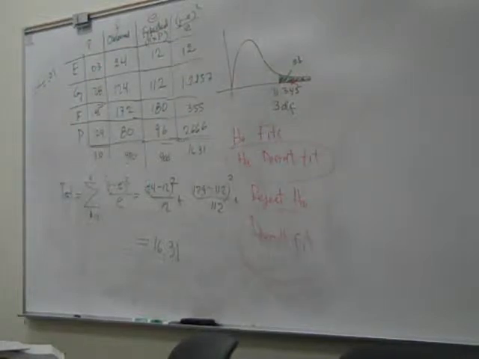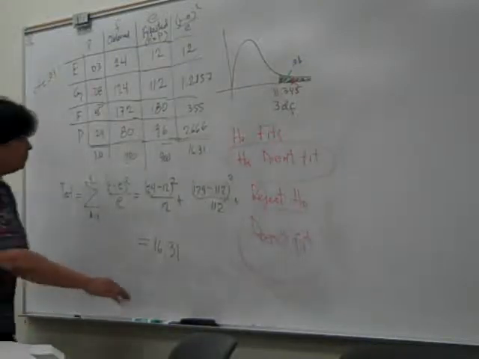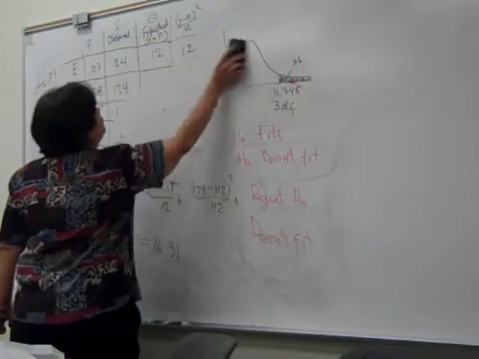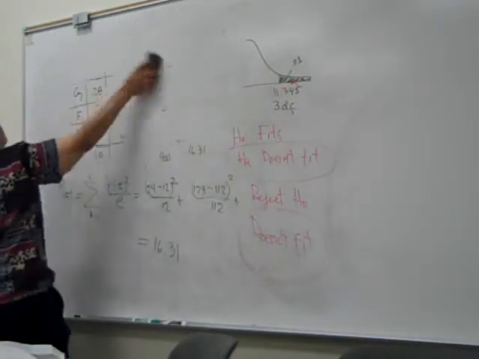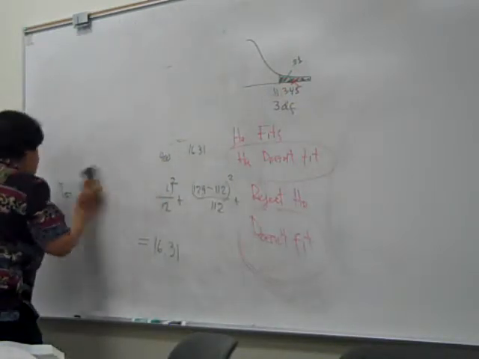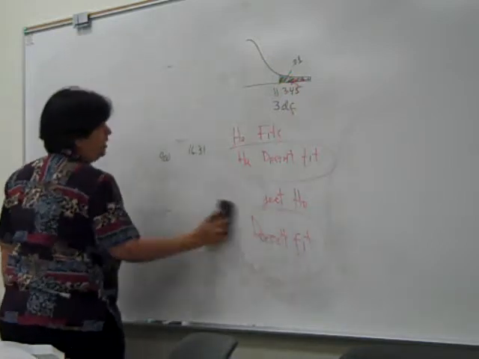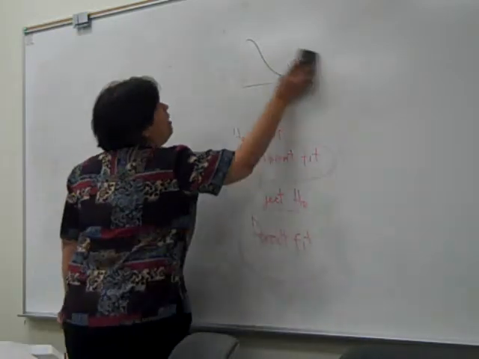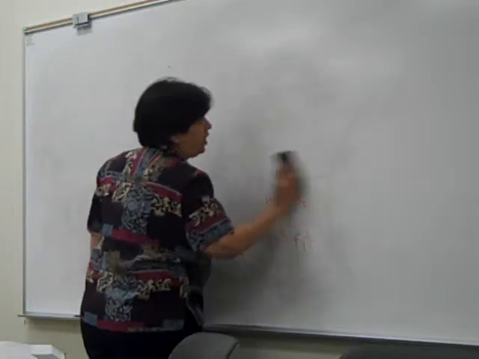Now, the following part of the chapter is about the test of independence. What are we testing in there? We want to test if two variables are independent from each other.